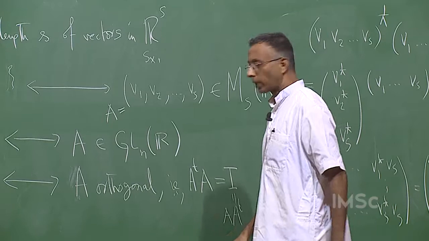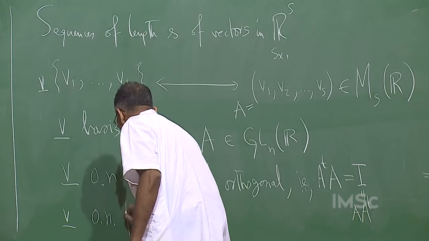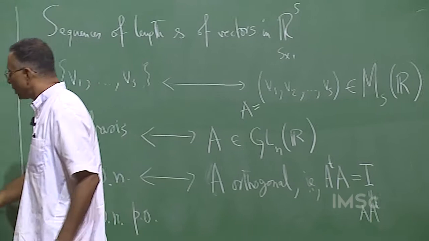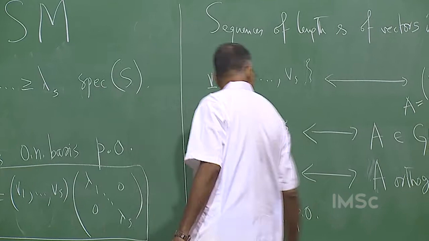Okay, and finally, if V is orthonormal and positively oriented, then of course it's orthonormal, so I have this condition, it's orthogonal. But then what does positively oriented mean? Our definition was that if I take this matrix and take its determinant, that must be equal to 1. Well, okay, let's observe that. If you have an orthogonal matrix, I have this equation.